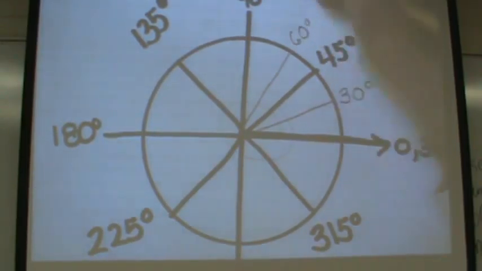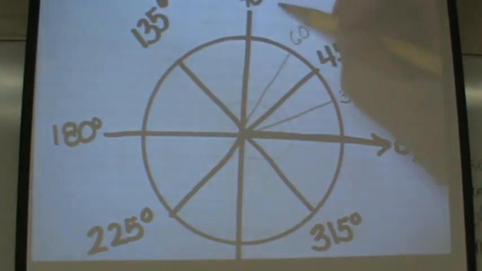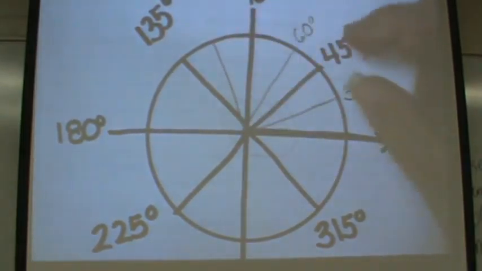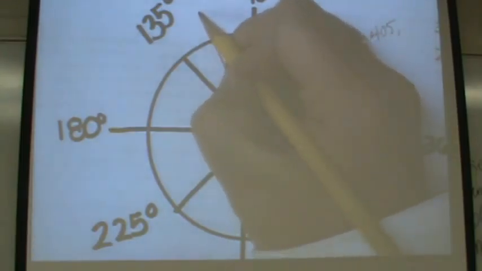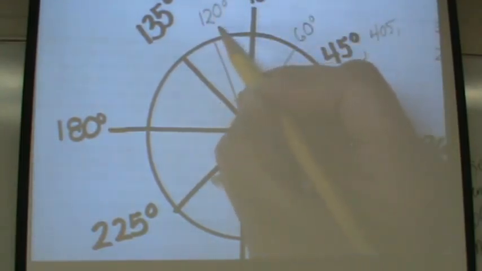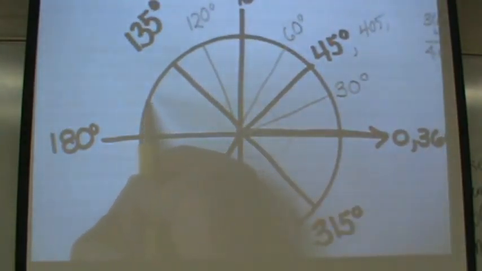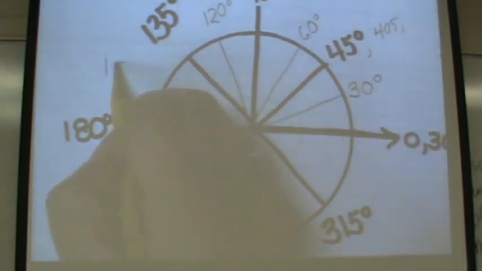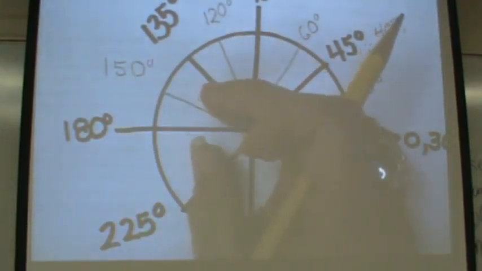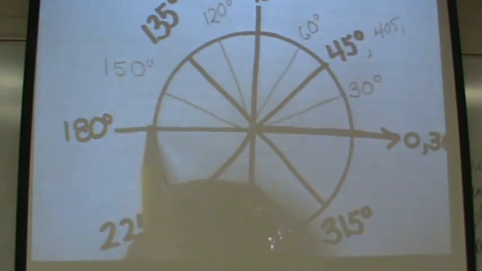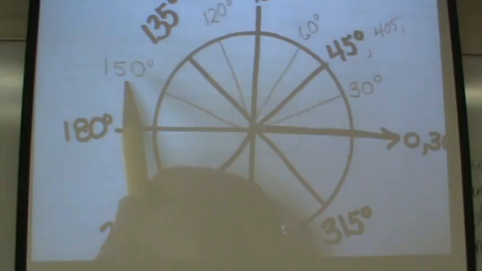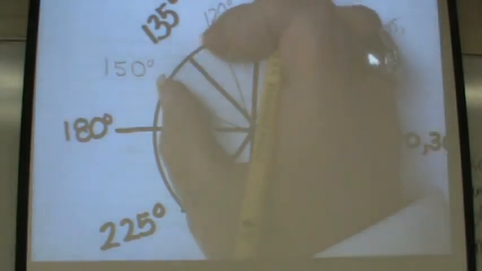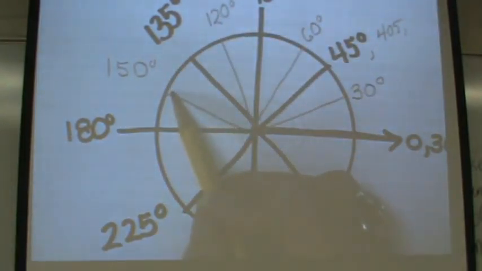60. Add another 30, 90. Add 30 to 90, what do you get? 120. Add 30 to 120, what do you get? 150. Add 30 to 150. 180. Huh? I'm only doing 30s. I'm adding 30 degrees. I'm counting by 30s. You gotta know these 30s. 30 plus 150 is 180.